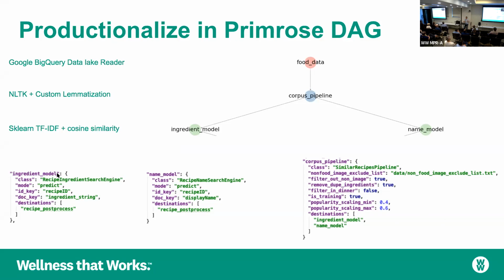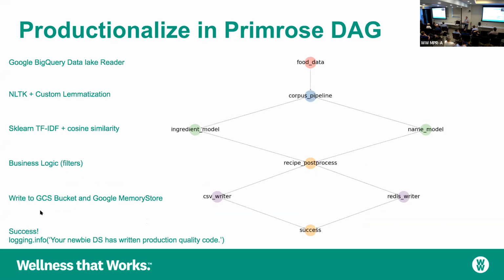We have the code inside these models that's doing the TF-IDF and calculating the cosine similarity of all different recipes, and that gets sent to a post-process node. That's where we have our business logic, like all those filters that I mentioned. So there'll be more JSON there. I'm not going to show all the JSON.